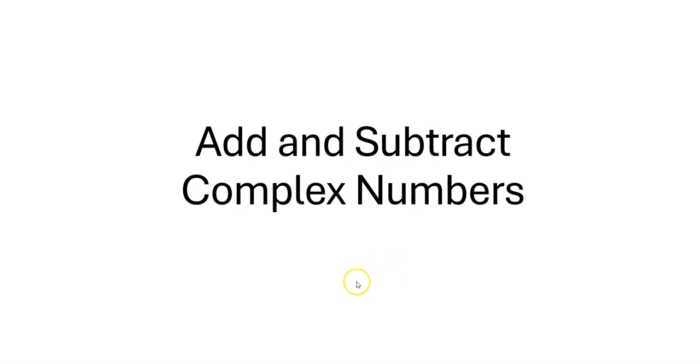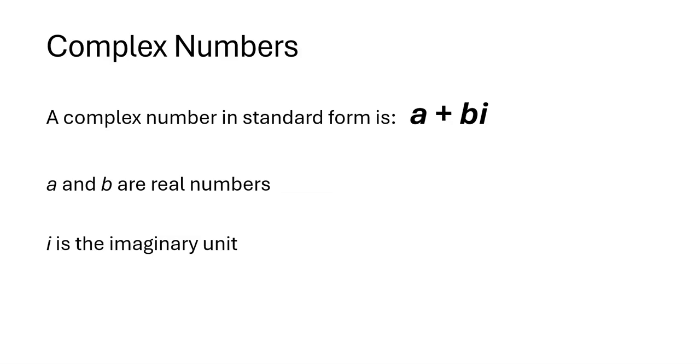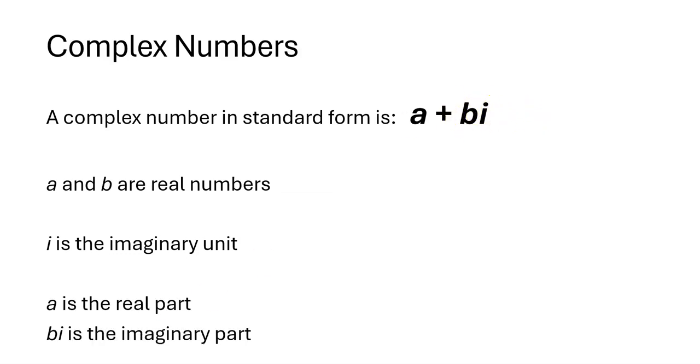Let's add and subtract complex numbers. So first, what is a complex number? Well, a complex number written in standard form is in the form a plus bi, where a and b are real numbers and i is the imaginary unit. So the bi part is the imaginary part and a is the real part.